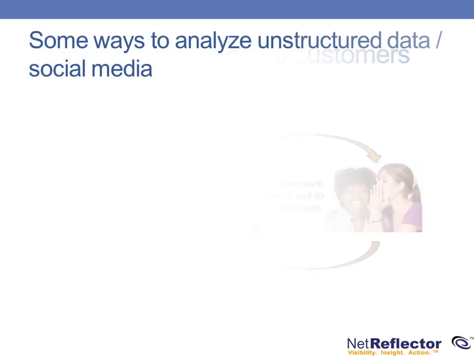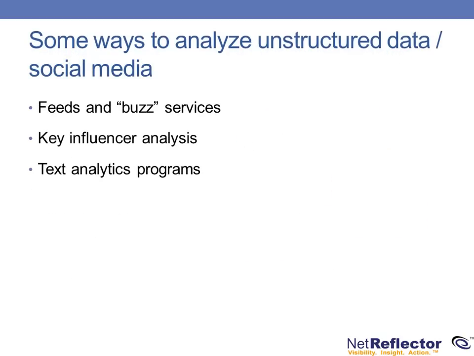So how do you get this type of information? Well, you can start by subscribing to free internet feeds and alert services like Google Alerts. These will look for key words such as your company's name or key phrases such as a new product slogan and alert you when they pop up on an internet site. You can also pay for a service like NetReflector to monitor key influencer sites and analyze the findings for you.